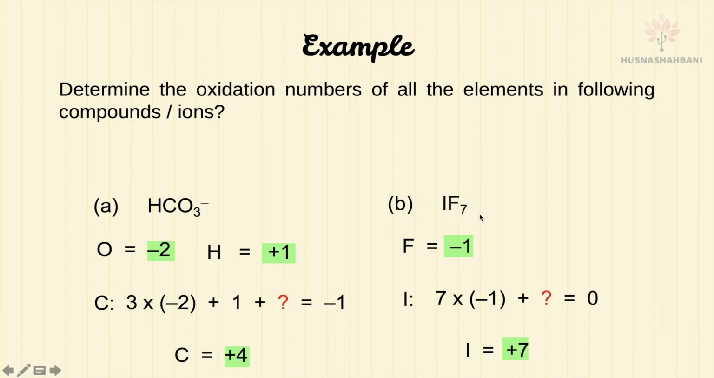B, IF7. The oxidation number of fluorine is always negative 1. So we need to identify the oxidation number of iodine. 7 times negative 1, because we have 7 fluorine atoms, plus the oxidation number of I, which we don't know, equals 0 because this is a neutral molecule with no charge. When the compound has no charge, the sum must equal 0. When you solve this equation, you will get positive 7. This is the oxidation number for iodine.